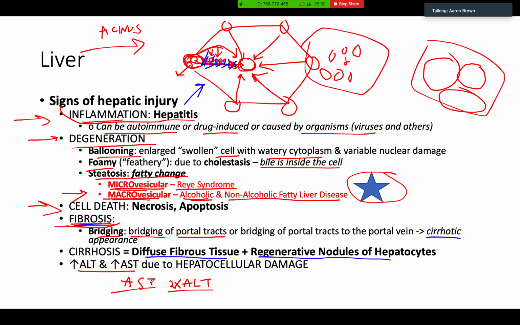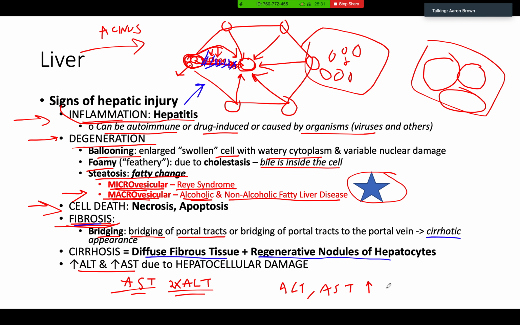Okay, if the AST is double the ALT, I don't care what the numbers are, 400 and 200, 800 and 400, 150 and 75, right? I don't care what the numbers are, but if the AST is double the ALT, think about alcoholic hepatitis.